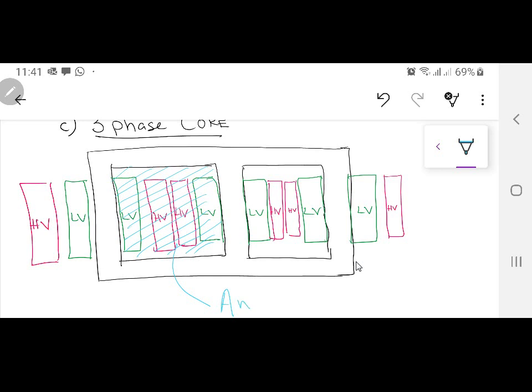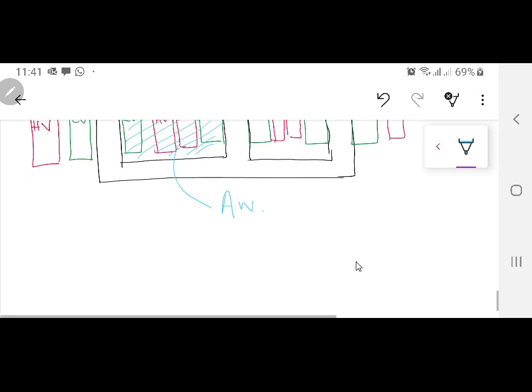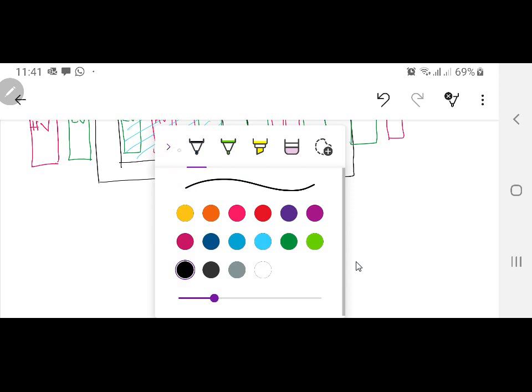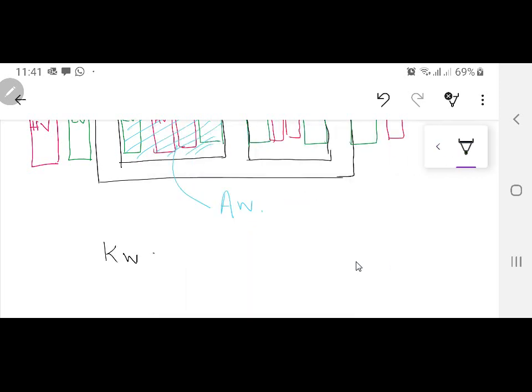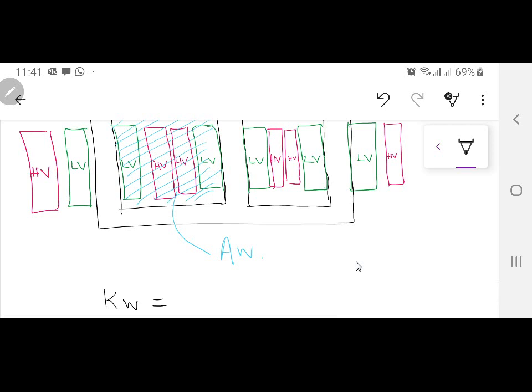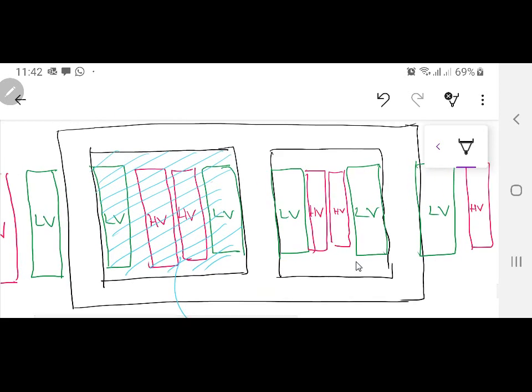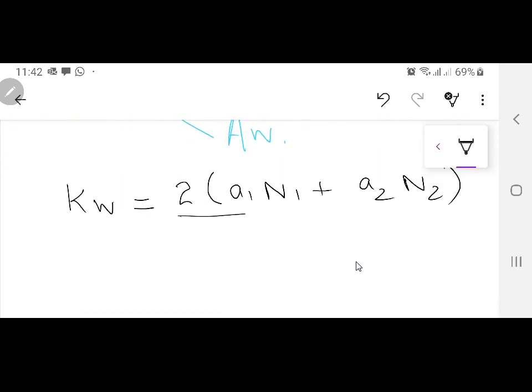This is AW. Now this time when you are going to calculate that KW, it is not just going to be A1 into N1, this time it's going to be 2 times A1 N1 plus A2 N2, because there are two phases. One is of this phase, this one, and then you have another phase over here, this one, another phase over here, this one. So this time it's 2 times.